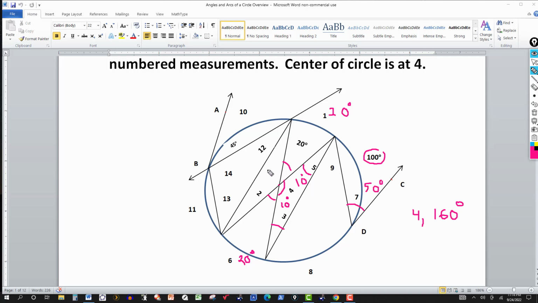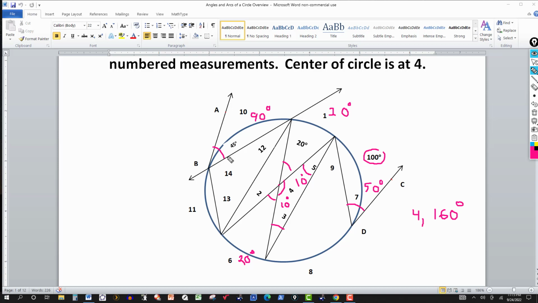Now this one over here for 10, notice they give you this angle right here. They tell you that's 45 degrees. But here, in this situation, when you have a tangent and a secant or a chord, it's always half the measure of the intercepted arc. So that means that this arc over here, going the other way, multiplied by 2, so this should be 90 degrees.